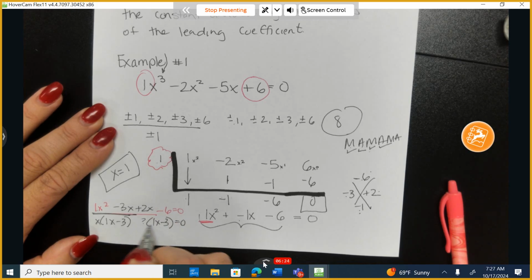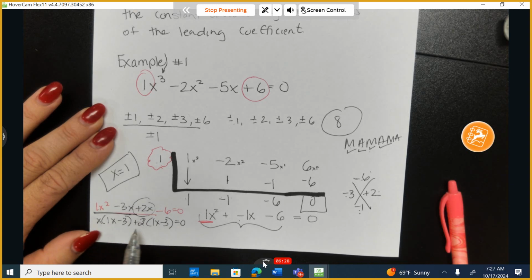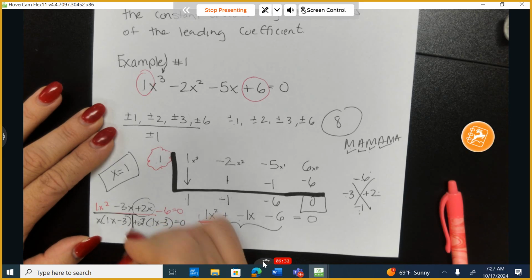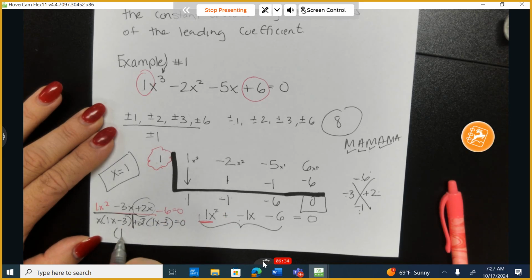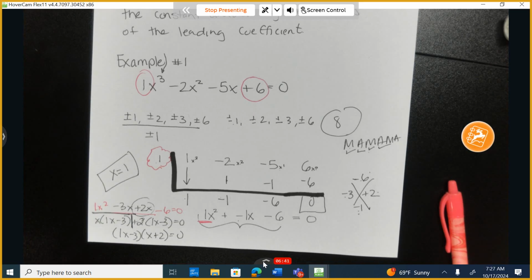Is there a value I can take times 1x and end up with +2x? There is, +2. 2 times 1x is 2x, and 2 times -3 is -6. So in the front and back, both contain 1x minus 3. In front of the first parentheses is x, in front of the second parentheses is +2.